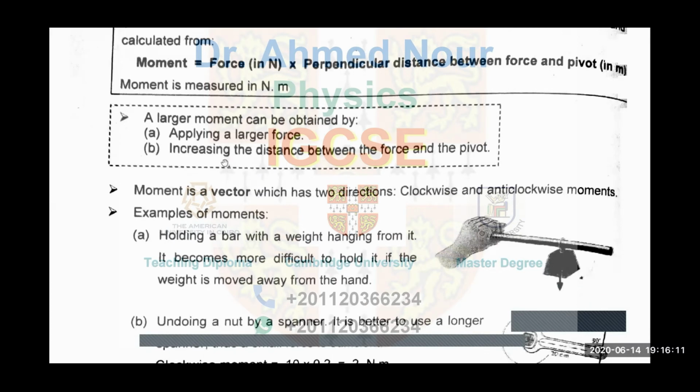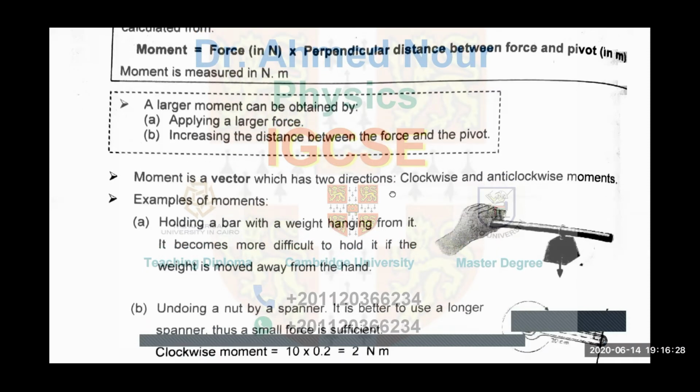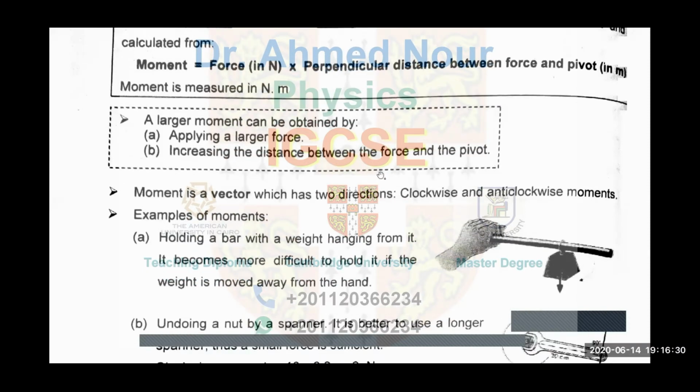If I want to get a larger moment, what should I do? We can apply a larger force, because when the force increases, the moment increases. And I can increase the perpendicular distance. And here the distance is the distance between the pivot and the applied force.